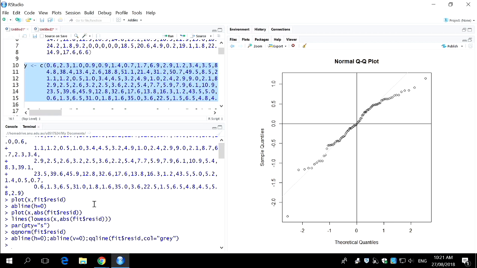You can see it sort of misses at the bottom. It sort of misses at the top. This looks S-shaped, so it looks like my residuals are mildly non-normal. They're a little bit light-tailed, okay?